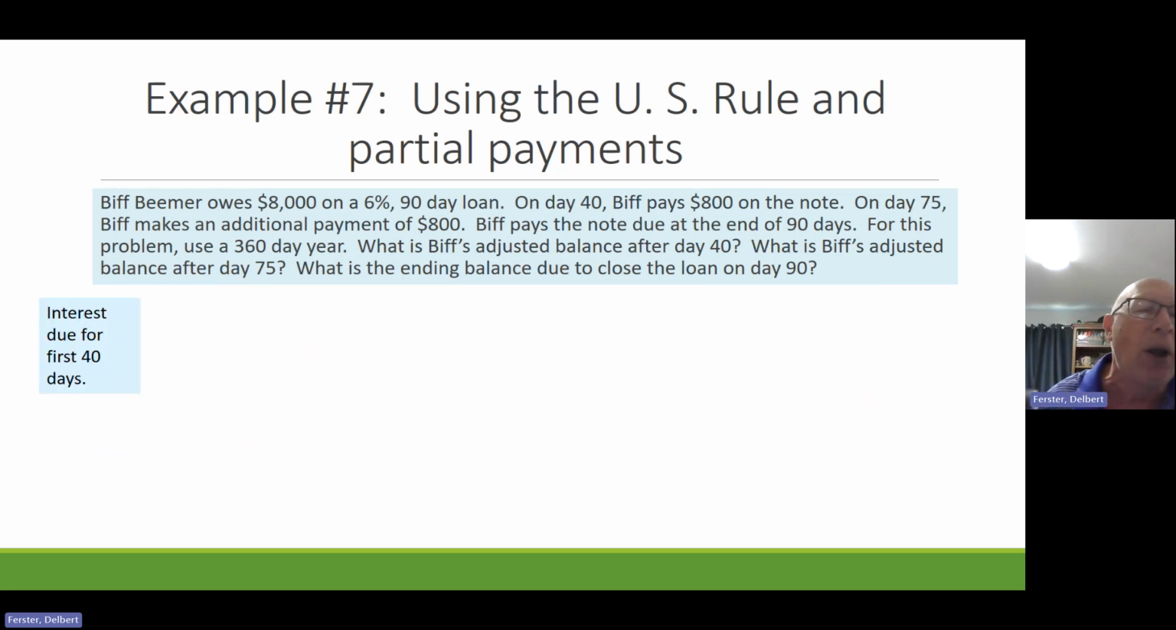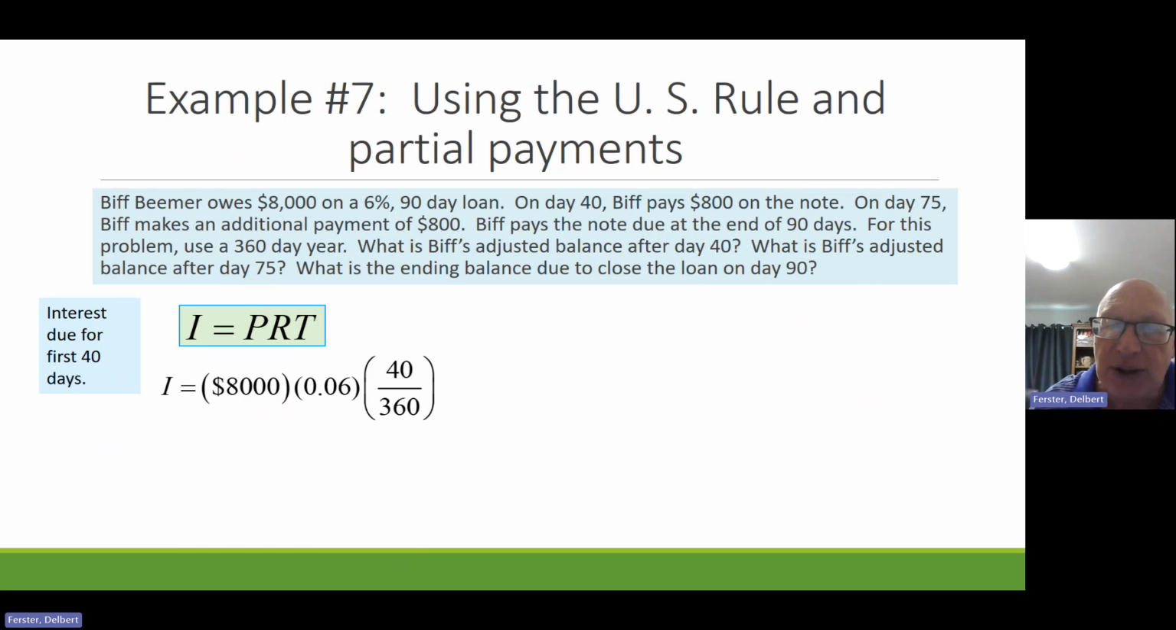So let's attack. First of all, we've got to deal with that first payment. It's 40 days in. He owed $8,000, but not for all 90 days. He only owes $8,000 until he makes his first payment, which happens to be on day 40. So we're going to calculate the interest charge on $8,000 at 6% for 40 days. Again, we're using a 360-day year, so 40 over 360.